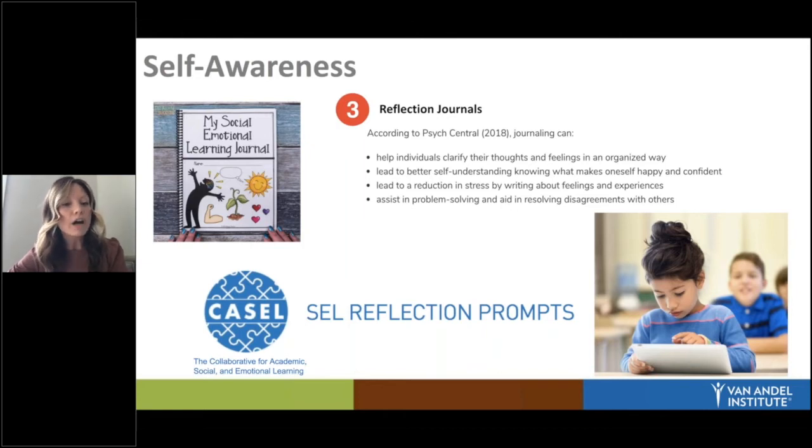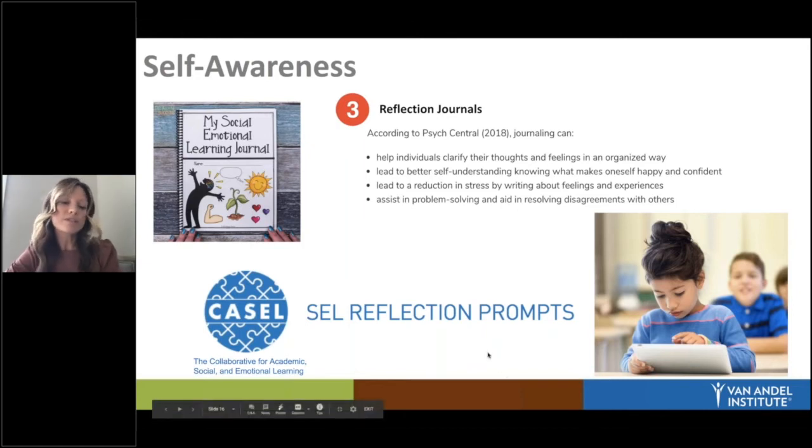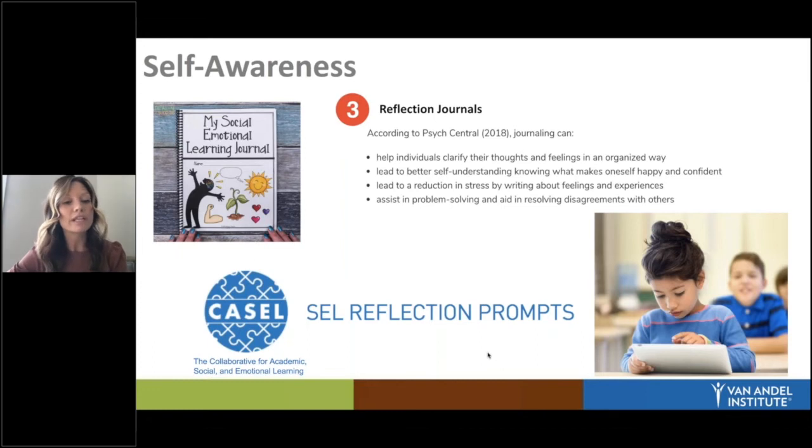If you go to the CASEL website, there's a great resource, and I've linked it in the HyperDoc as well, but it's a lot of SEL reflection prompts that you could use with your students to get them doing just that.